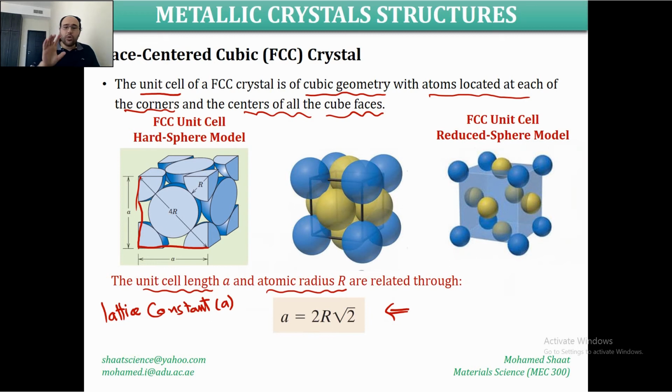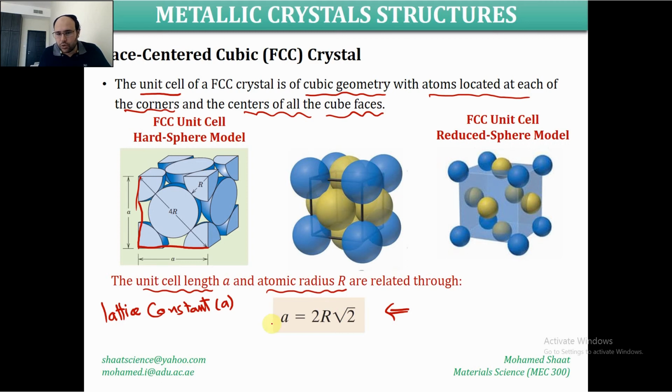Make sense? So here we are discussing geometry. Both are cubic, but the FCC has atoms at the corners and atoms located at the centers of their faces. We have in total 6 faces, and at their centers there should be some atoms. So this is the geometry of the FCC crystal structure. And as we mentioned, we have this A, which is the unit cell length. It is a material property that depends on the material type, and it could be related to R, which is the radius of the atom, using this relation.